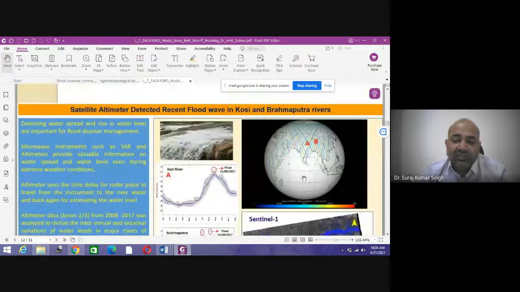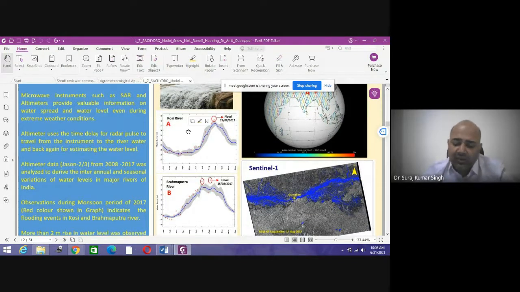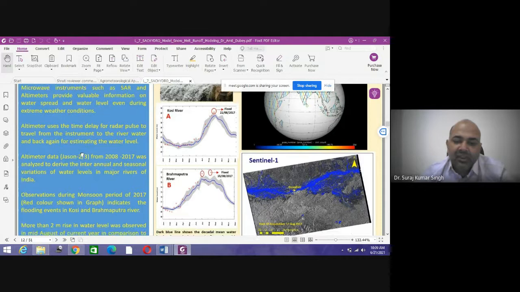So nowadays satellite altimeters detect flood waves in the Kosi and Brahmaputra rivers, and these microwave instruments, SAR and altimeters, provide valuable information on water spread and water level even during extreme weather conditions. Generally, optical remote sensing doesn't have penetration capability, but microwave satellite data sets have all-weather working capacity. They can penetrate water droplets and water particles. So this microwave data, with altimeters and SAR, is capable of capturing all the data.